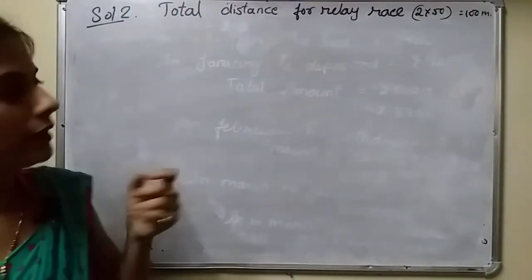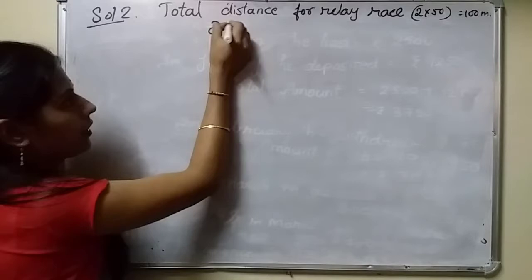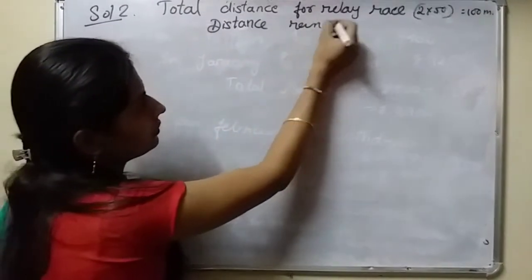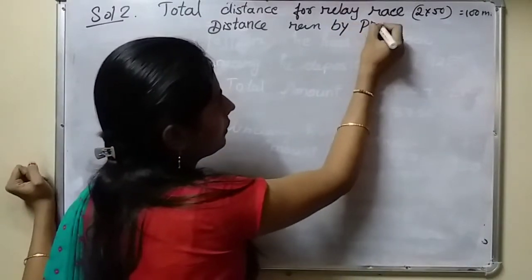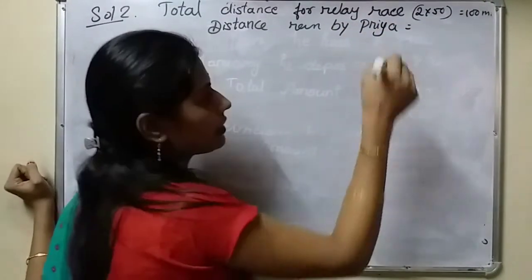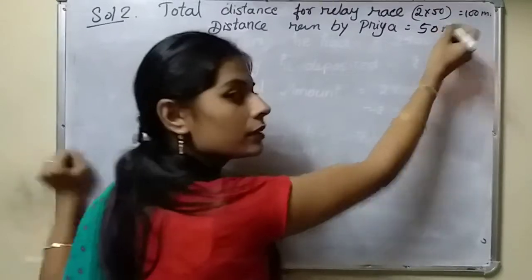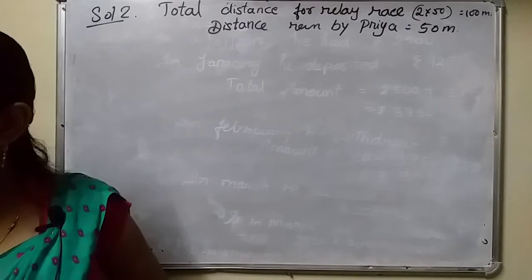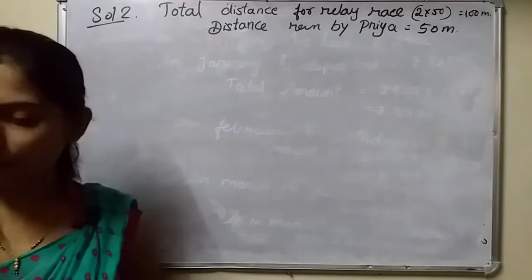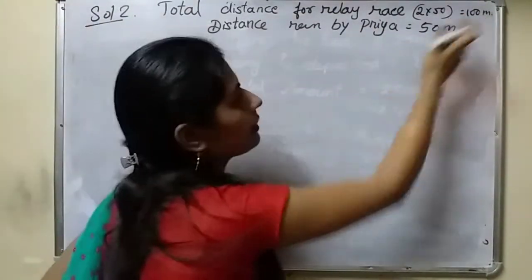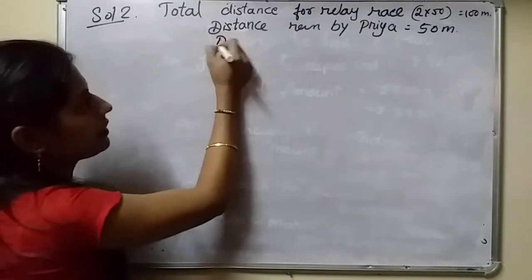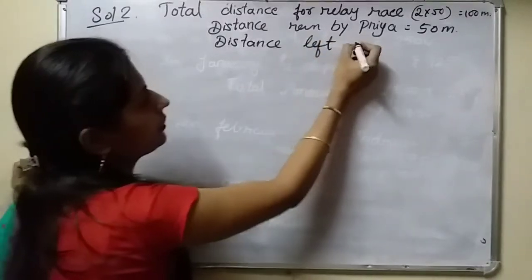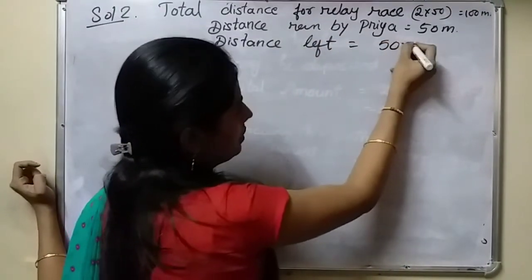Okay. Now see, the distance run by Priya. How much distance did Priya run? 50 meters. Okay. Now see how much distance is remaining now. 50 meters more are remaining. If she has covered 50, then the distance left is equal to 50 meters.